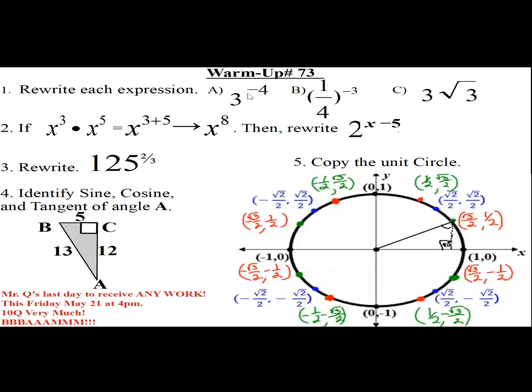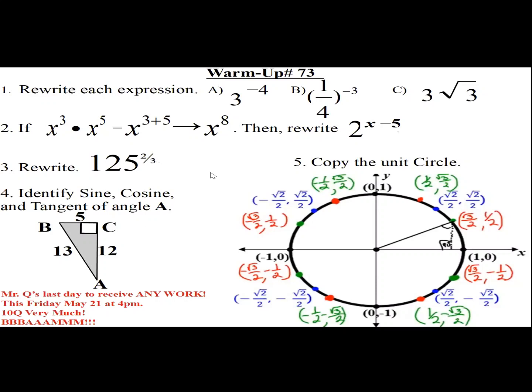All right, so warm-up number 73 is on your screen, and number 1 reads, rewrite each expression. Part A is 3 to the negative 4 power. Part B is 1/4 to the negative 3 power. Part C is 3 times square root of 3. Number 2, if x to the third times x to the fifth is the same as x to the 3 plus 5, because they're the same base, we're adding the exponents. We get x to the 8th, then rewrite 2 to the exponent of x minus 5. Number 3, it says rewrite 125 to the 2/3 power.